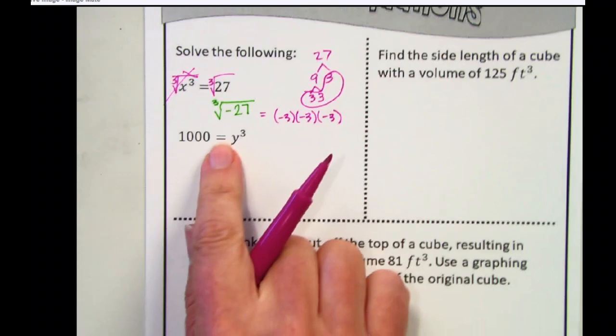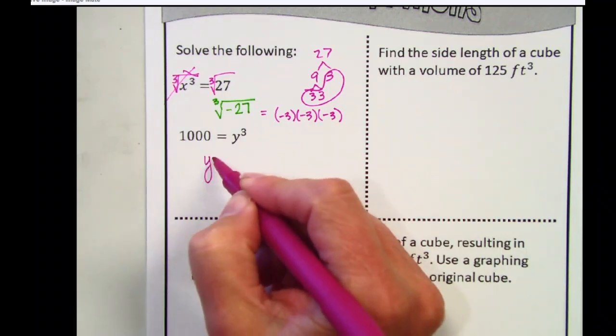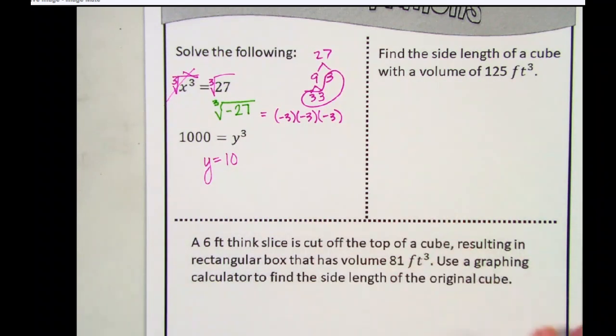Go ahead and figure that one out real fast. What'd you get? 4. Close. 4 doesn't help me.